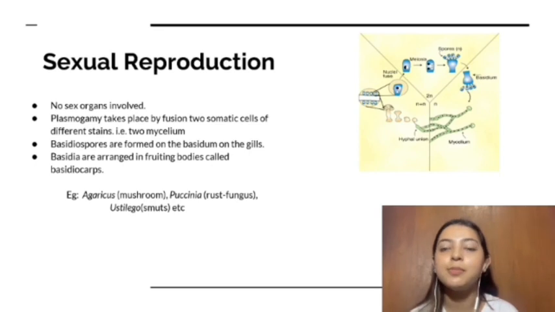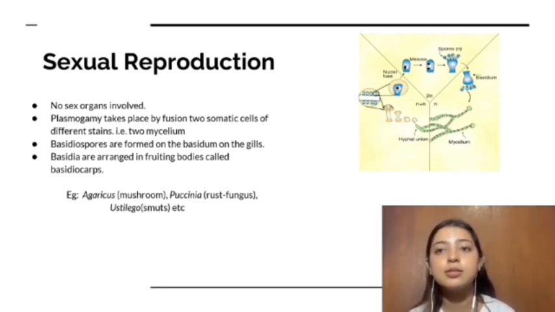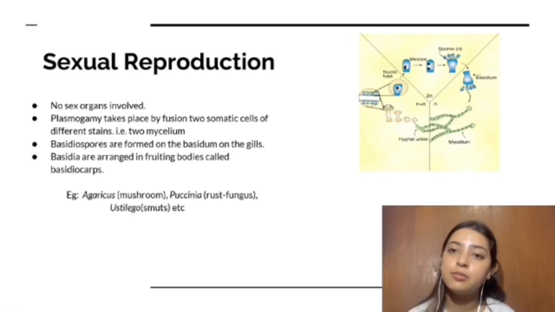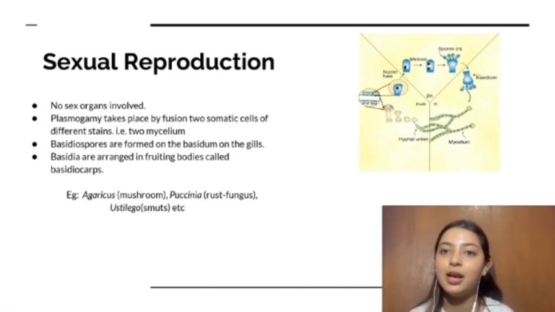Sexual reproduction in Basidiomycetes. Number 1, as we all know, no sex organs are involved in the formation of Basidiomycetes. Number 2, basidiospores are produced on specialized structures known as the basidium on the gills of that specific fungus. Now, this basidium is formed by plasmogamy, that is the fusion of two somatic cells. These basidia are arranged in special fruiting bodies known as basidiocarps. For example, Agaricus, that is a mushroom, Puccinia, that is a rust fungus, and Ustilago, that is a smut. Moving on to the next slide. Nutrition.